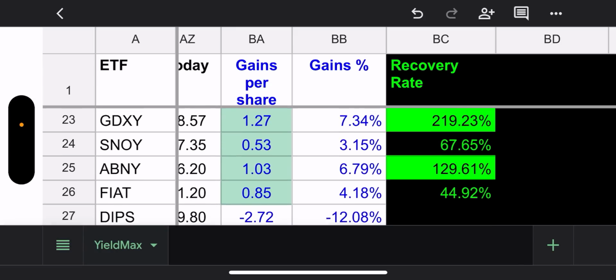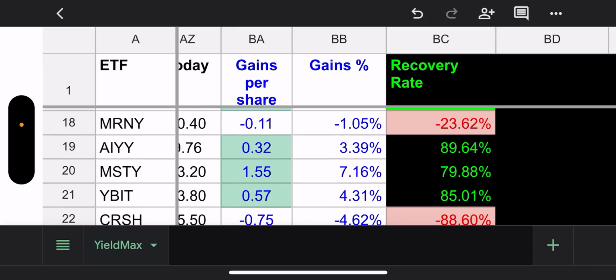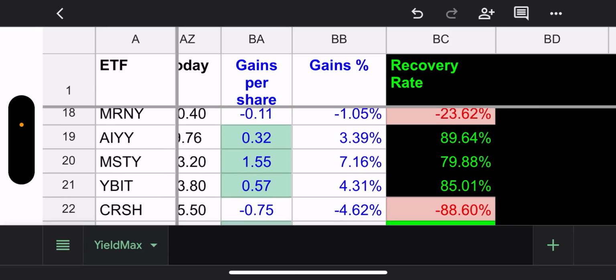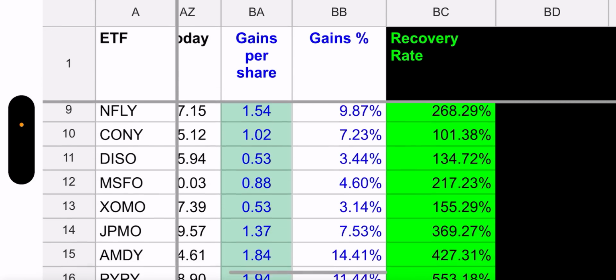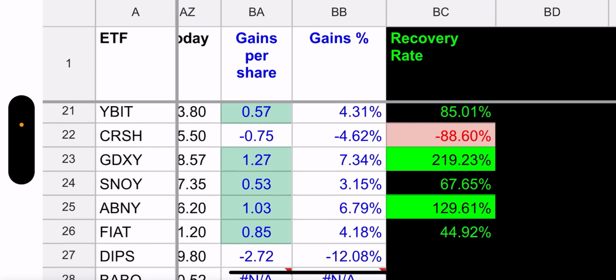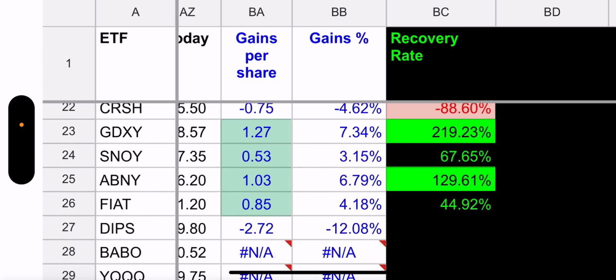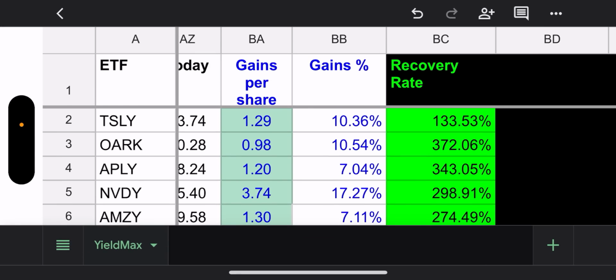All the others at the top, for the most part, recovered, except Fiat, SNOY, Crash, YBIT, MSTY had originally done. Oh, well, most at the top, from top to bottom, they were on a roll. Then I guess the bottom bunch kind of screwed up here. But, for the most part, it's the shorts and Murney who failed to recover 100% of the prior month's distribution.